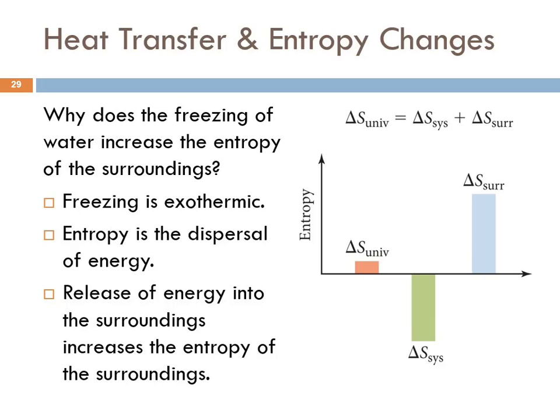Entropy is dispersal of energy. This exothermic process, giving off energy, means energy is being dispersed. So release of energy into the surroundings increases the entropy of the surroundings. Is that reasonable? Technically.